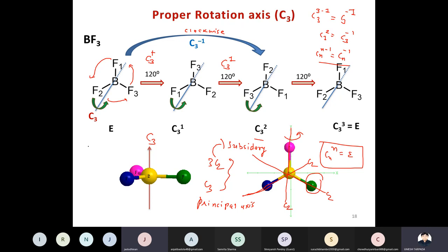In your syllabus, see, basic introduction of symmetry element, how to decide molecular point group, how to construct multiplication and character table, how to apply character table in spectroscopy or to decide hybridization, or how to write the term symbols, everything is there. That part we will discuss later on. This will be there in your syllabus. So up to here, these presentations I will send you in your WhatsApp group, okay? And then we will continue from tomorrow.